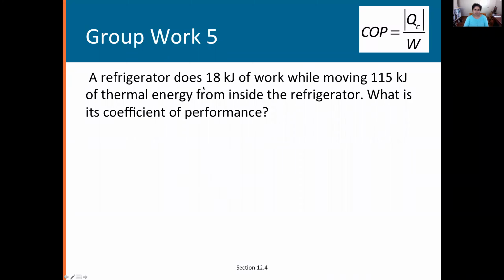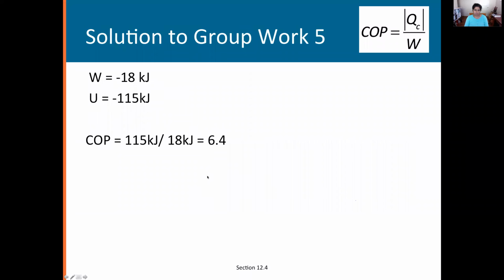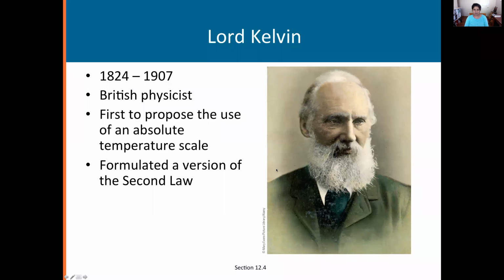A refrigerator does 18 kilojoules of work while moving 115 kilojoules of thermal energy from inside the refrigerator. What is the coefficient of performance? So you just need to use this formula here, and basically you're going to get 115 divided by 18. It's going to give you 6.4. Remember I said 5, 6, you get these kind of numbers.